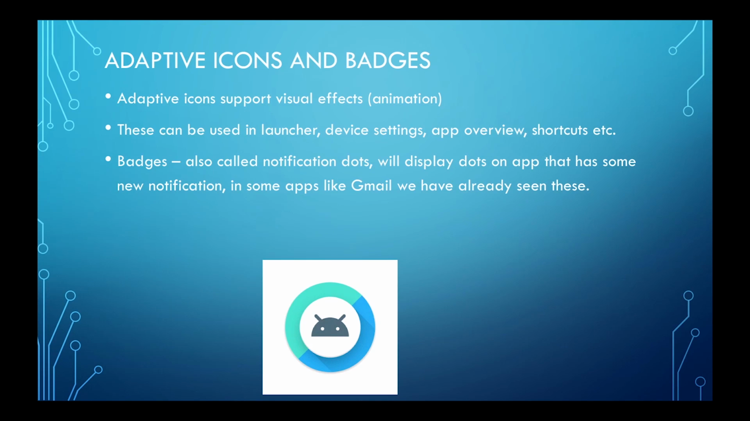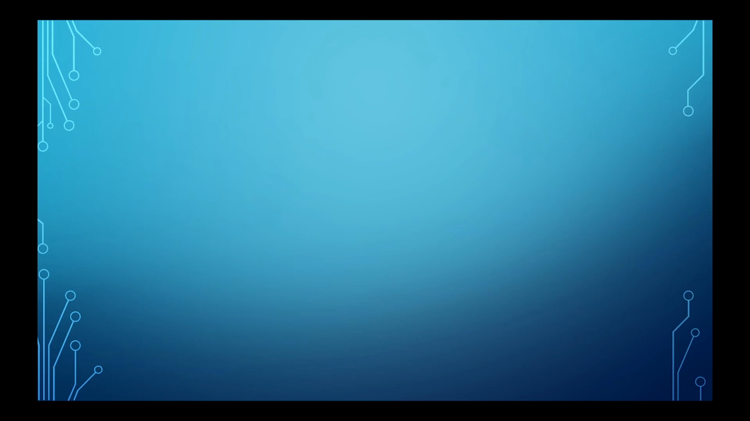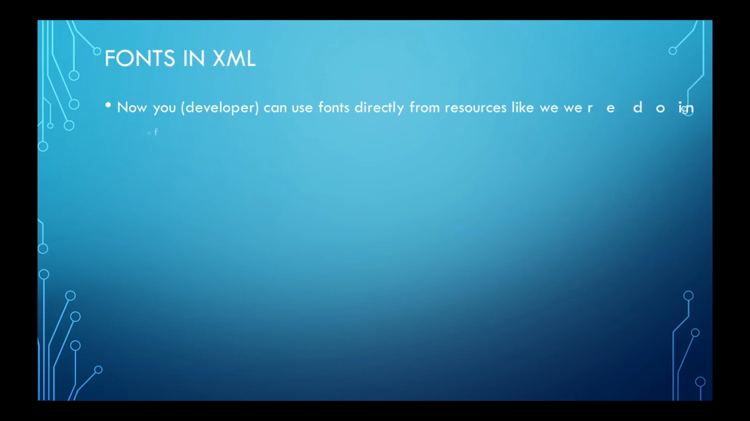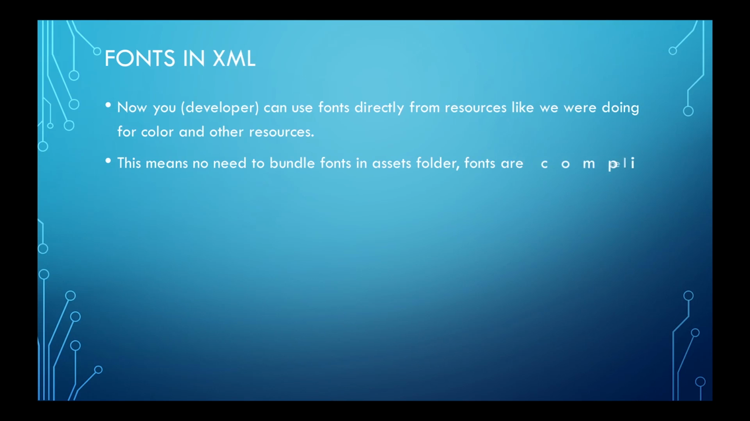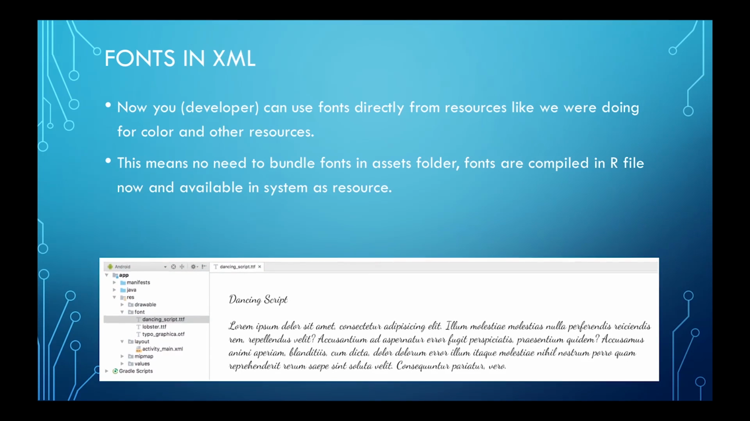The next is very useful for developers. Earlier, if a developer wanted to change the font, they had to put the font in the asset folder. Now the font is directly part of resources, the res folder. Like you were creating a color folder, layout folder in the res folder, now you can create a font folder also in the res folder, and it will be part of the R file now. Fonts are compiled in the R file now and available in the system as a resource.